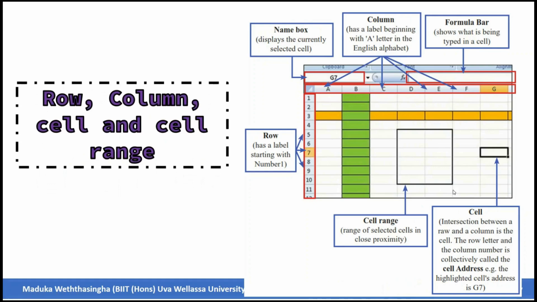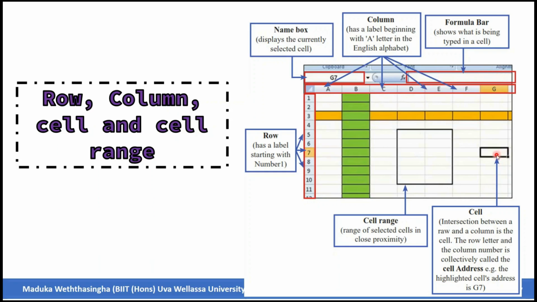Here you can see first the Name Box. The Name Box displays the currently selected cell. And then you can see the columns have labels beginning with the letter A in English alphabetical order. Also you can see rows have labels starting with number 1. And then you can see the Formula Bar, which shows what is being typed in a cell.